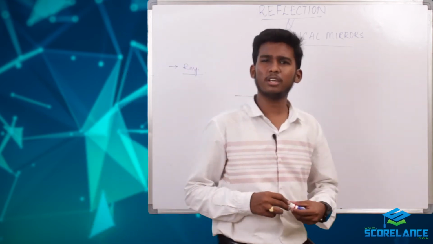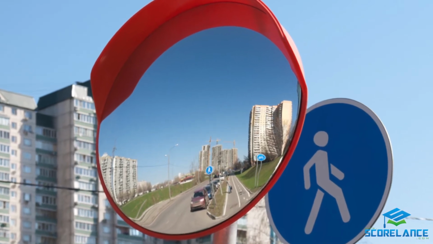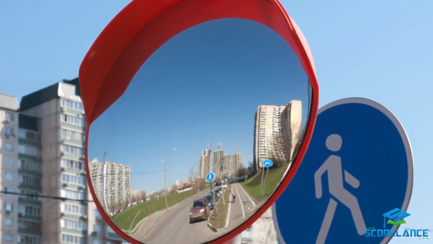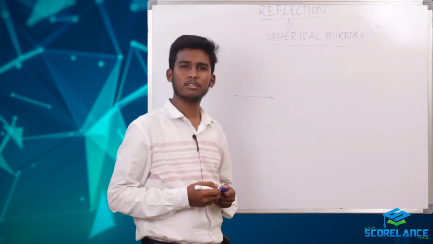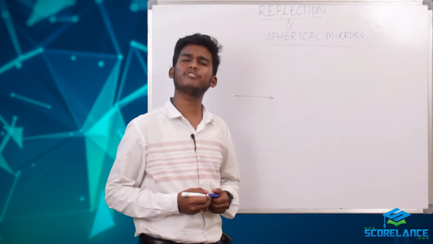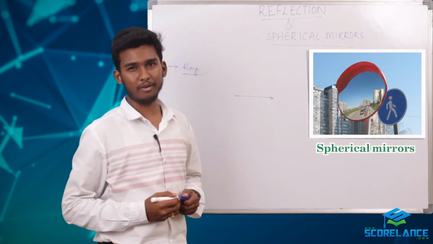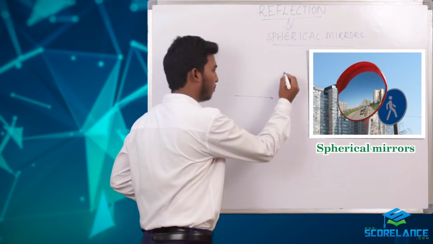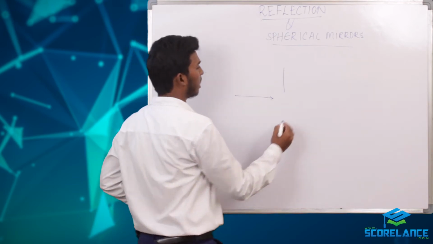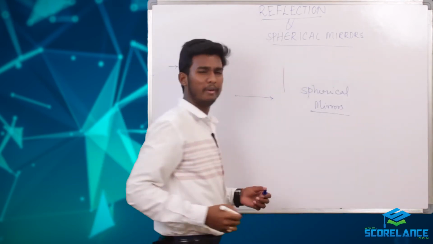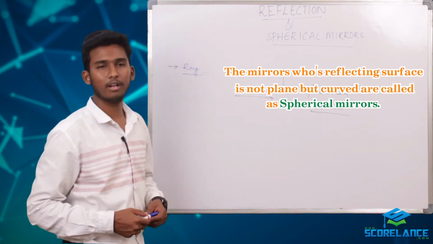Now, have you ever seen some round mirrors which are installed on the road, at the corners of the road? Yes, right? Nowadays they are installing them. They are not plain. What are they? Are they mirrors? Yes, they are mirrors. But what sort of mirrors are they? This type of mirror is called a spherical mirror. All these types of mirrors which are not plain in nature are called spherical mirrors. The mirrors whose reflecting surface is not plane are known as spherical mirrors.